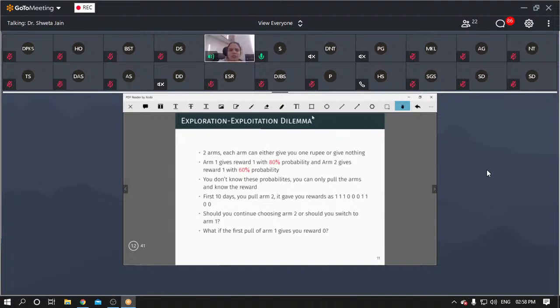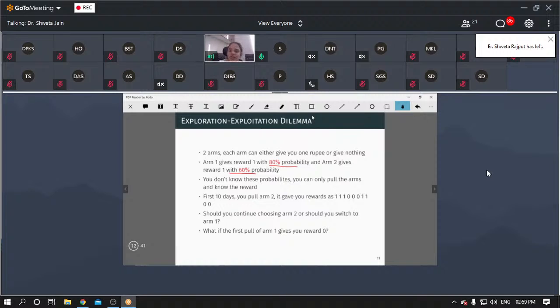So there are two arms and each arm can either give you 1 rupee or gives nothing. This is the standard problem that we are talking about. Arm 1 gives a reward 1 with 80% probability and arm 2 gives a reward with 60% probability. So this is my P1 and P2. I have marked them red because I don't know this.